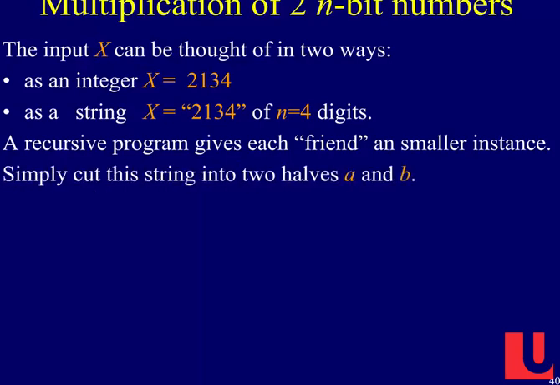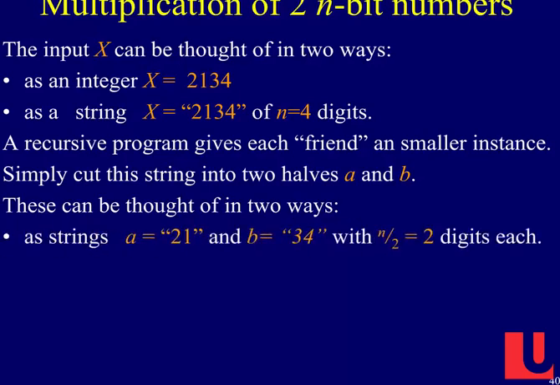So here, we're going to take A and B to be the first half and the second half. We can view these in two different ways. They can be strings of characters: this is the first half of the characters of X, and this is the second half of the characters of X. But we can also think about them as values.